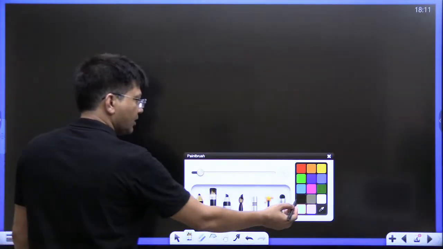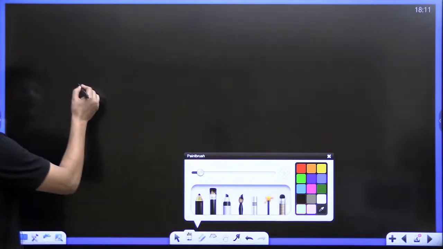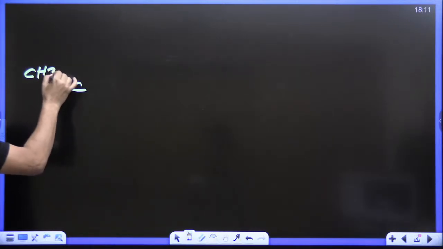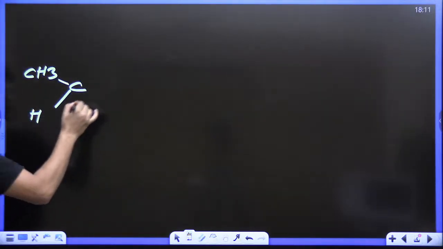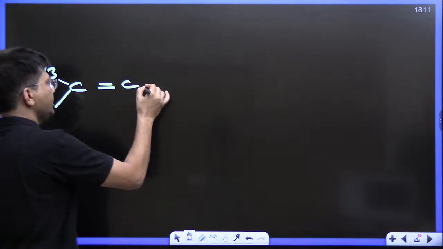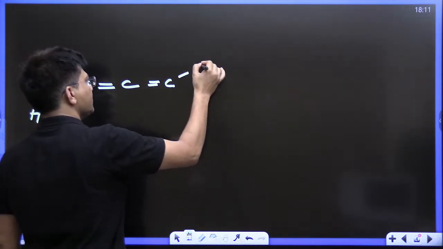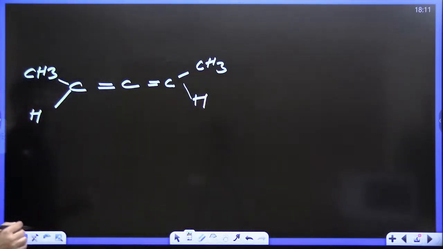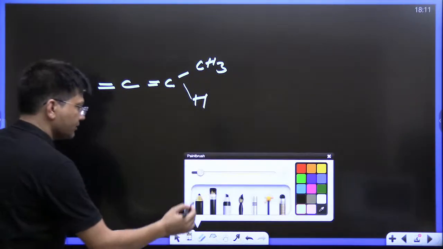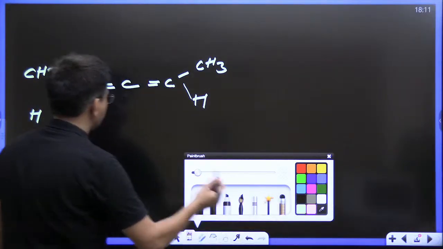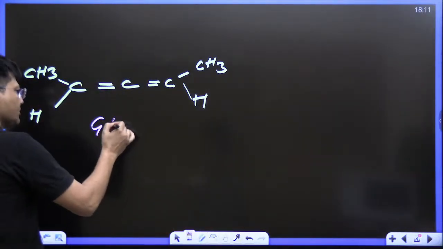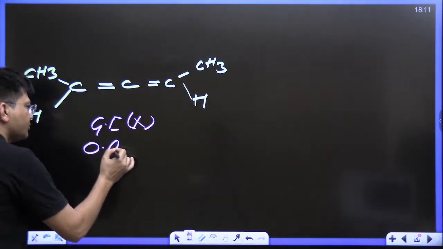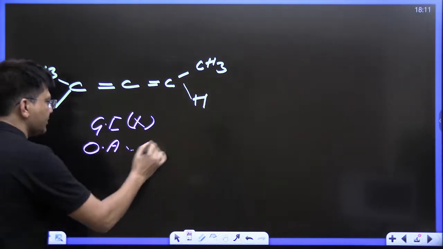Now see kids, see the magic. Suppose I have one compound like this: CH3, H, double bond C, double bond C, CH3, H. If I write down that this compound will not show geometrical isomerism, but it shows optical isomerism. It is optically active, yes.